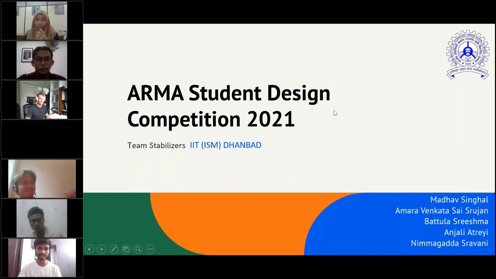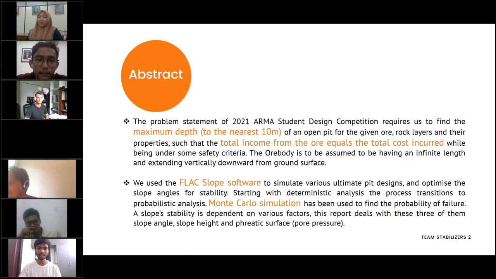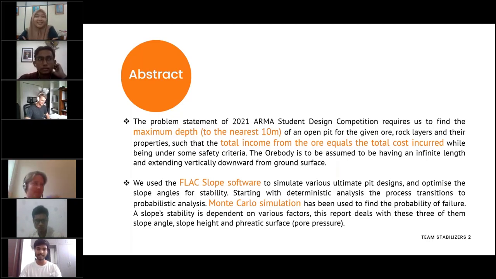Good day to all the judges, fellow finalists, and the attendees. We, Team Stabilizers, are a bunch of undergraduates from IIT Dhanbad, India, and here is our solution for the ARMA-SDC 2021 problem. The problem statement gave us some superficial data about the rock mass properties and the likes of coefficient of variation, cost values, and other data. Using this data, we had to find the maximum depth to the nearest 10 meters under some constraints.